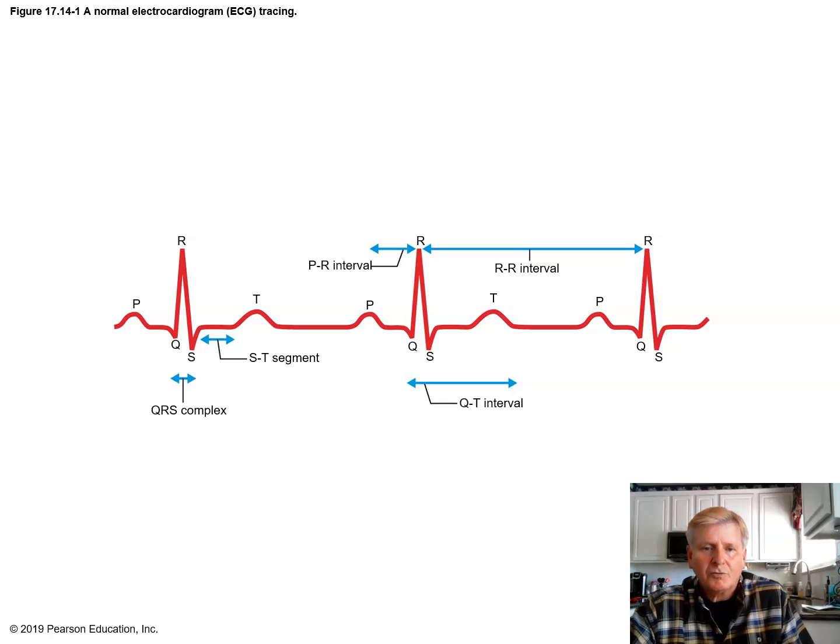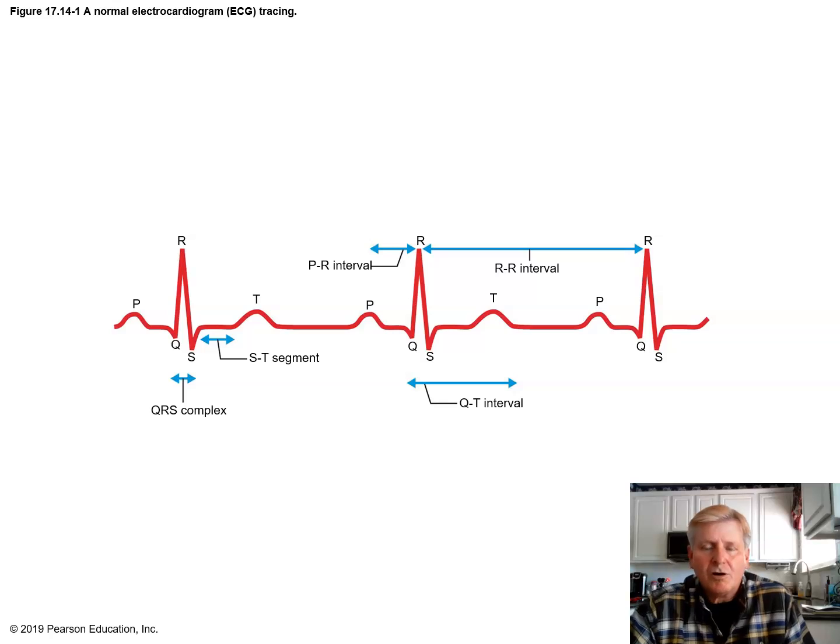Of course, the ST segment is recorded during the plateau phase of your action potential. The P wave is a positive deflection that's a result of atrial depolarization. And when the atria repolarize, it would be in the area of the QRS complex. The QRS complex indicates ventricular depolarization, and then the T wave represents ventricular repolarization. And the ST segment is the time period of the plateau phase of your action potential.